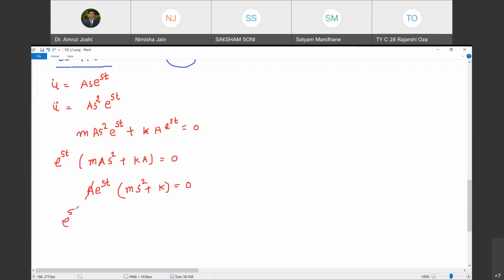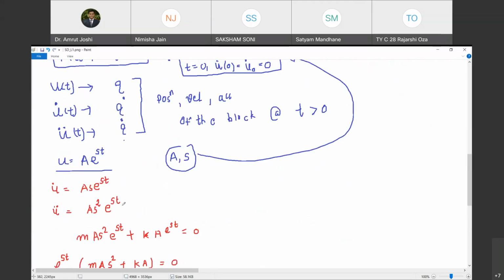One, e raised to st has to be equal to 0. Happy? Are you with me? Yes, sir. Or ms square plus k has to be equal to 0. These are the only two choices. Of these, you can see that the exponential is never going to be 0 unless st is minus infinity. But st cannot be minus infinity. It is not possible because t cannot be negative and s as designed cannot be negative.